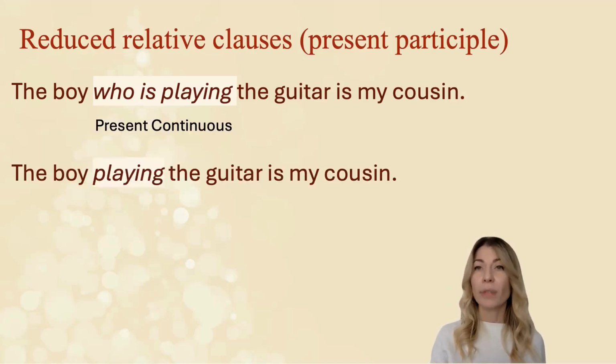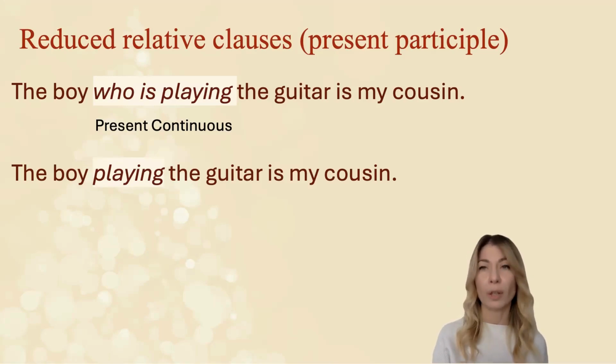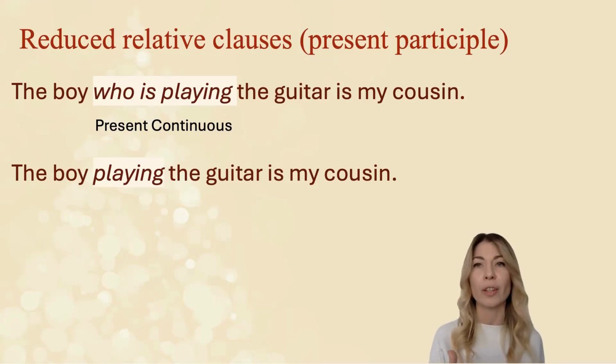So instead of this relative clause, we can use a present participle form. The boy playing the guitar is my cousin. This is called a reduced relative clause as well. So we can say present participle or reduced relative clause because we do not use who is, we just use this participle form, playing. Yes, present participle.